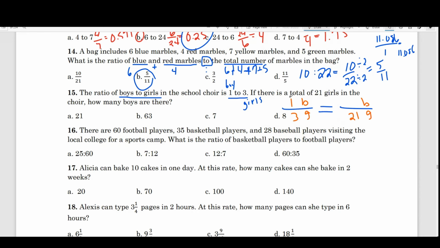So you always cross multiply wherever you have 2 values. We say 1 times 21 is equal to 21. And then we always divide by the value that's left over, which is the 3. So 21 divided by 3, which gives us 7. All right, the answer is C.